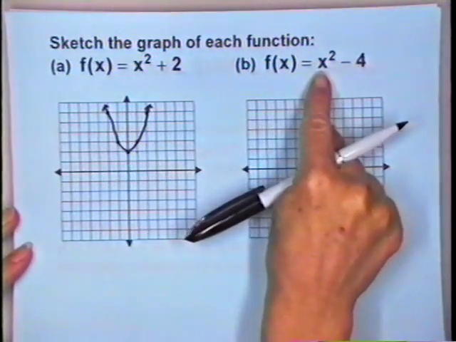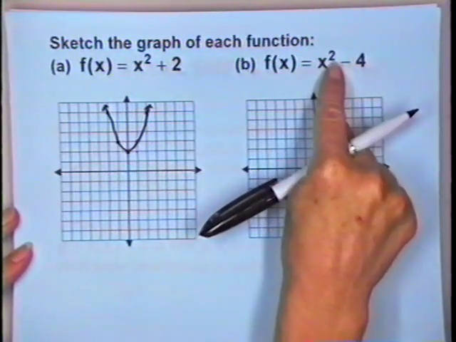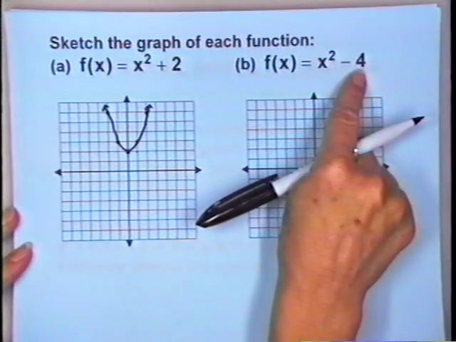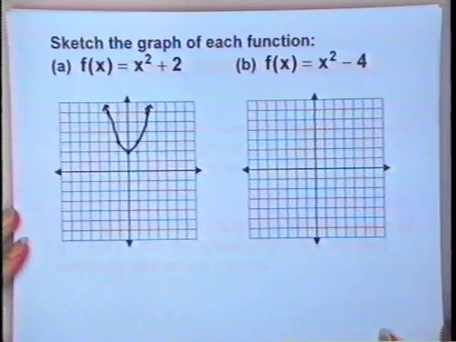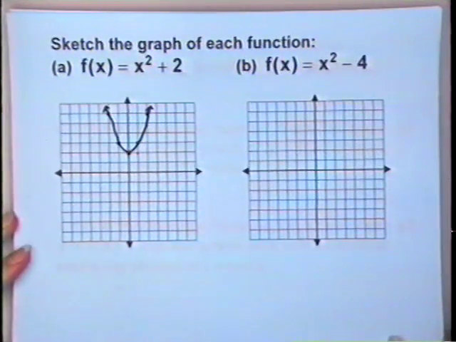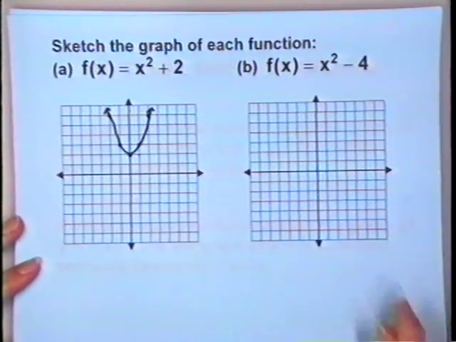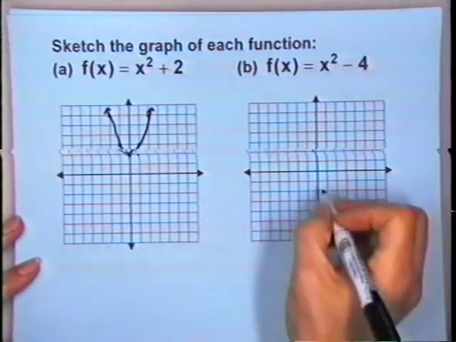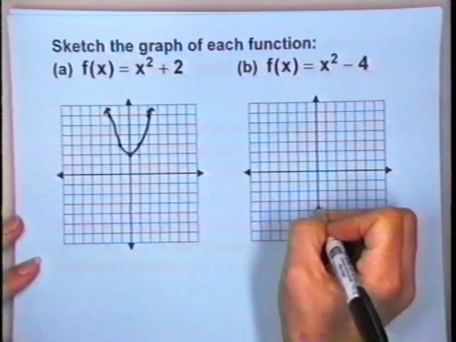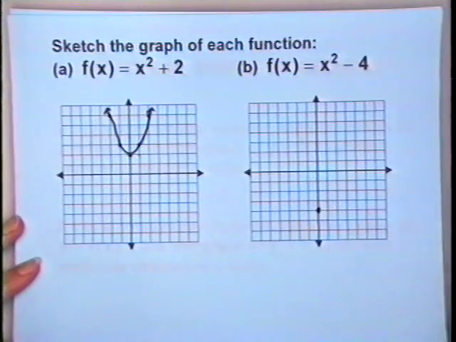On our second graph, notice our function is f of x equals x squared minus 4. You may already have an idea of what that minus 4 is going to do to our graph of y equals x squared, but let's see what happens when we choose points. If x is 0, 0 subtract 4 is negative 4. So I'll locate 0, negative 4.